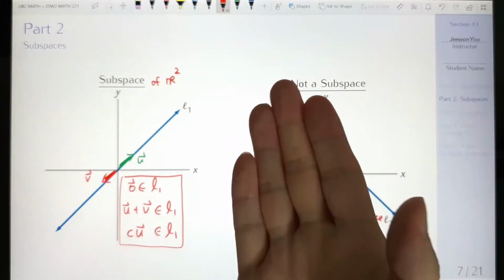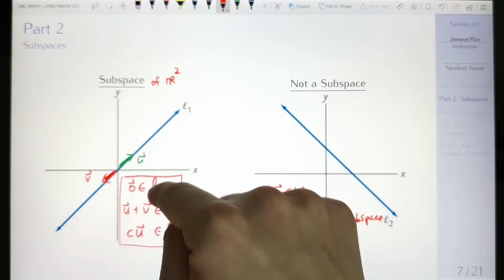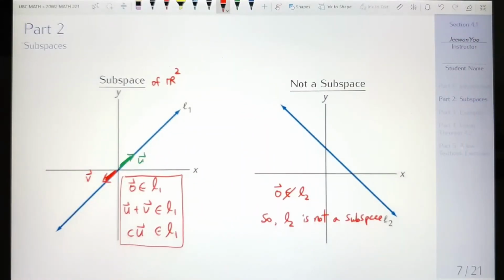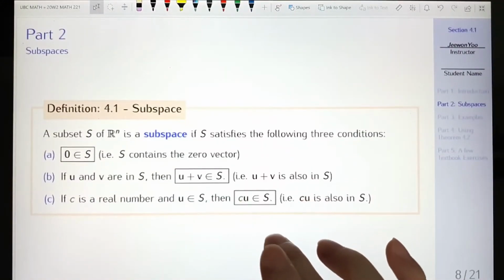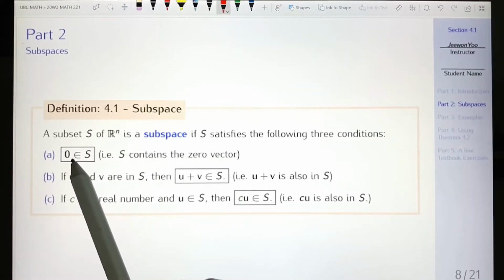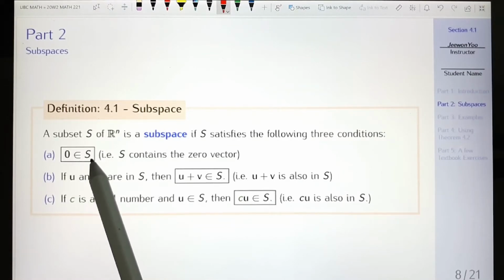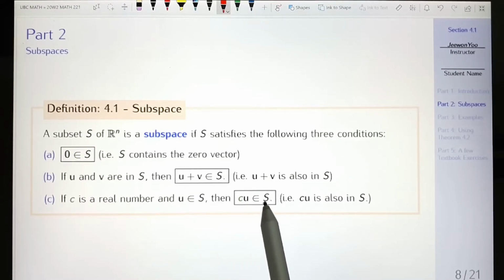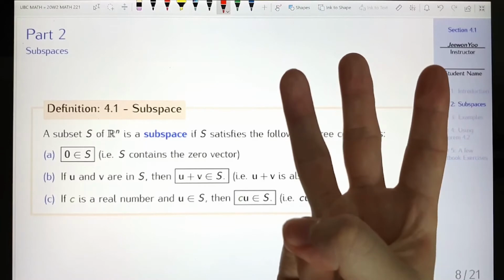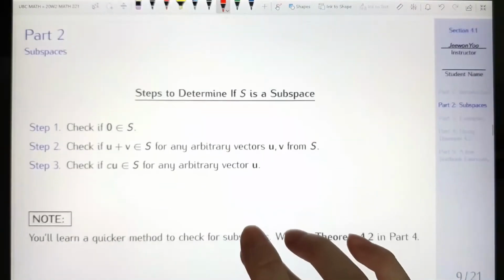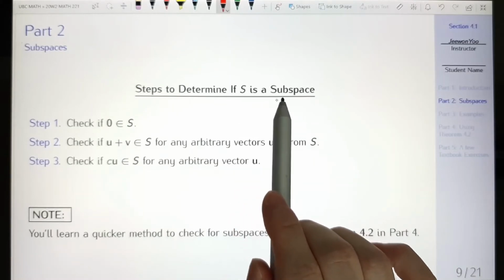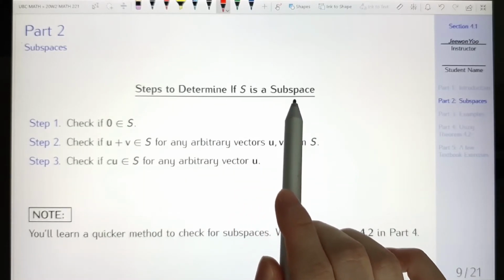And you have a feeling that we need to check first condition, second condition, and third condition to determine whether a set is a subspace or not. As a quick review, we're going to check whether 0 is in S, whether u plus v is in S, whether cu is in S. Once you complete checking those 3 things, then you can call S a subspace. Does that make sense?